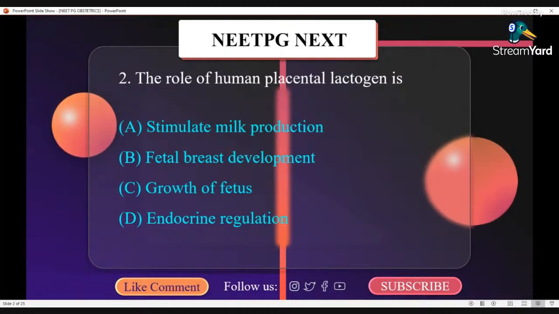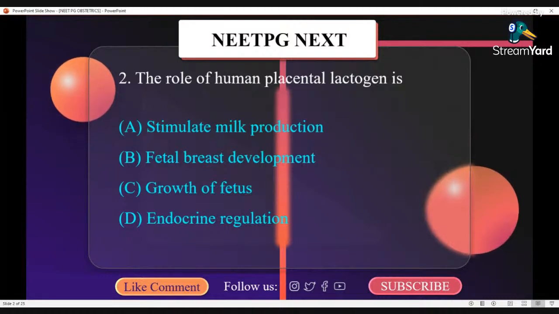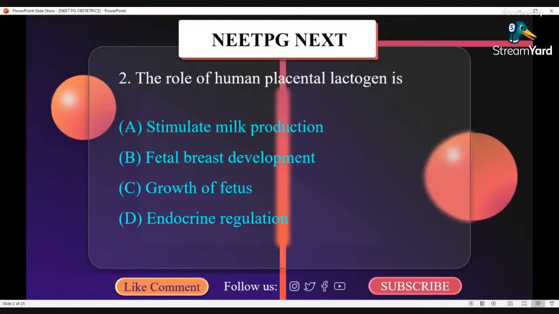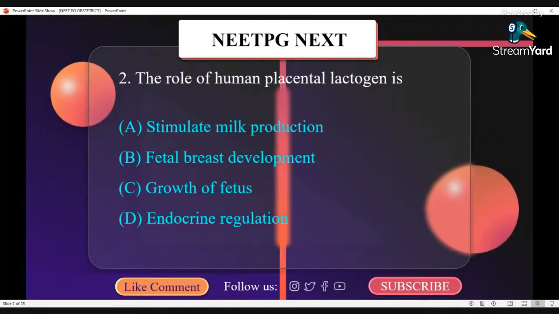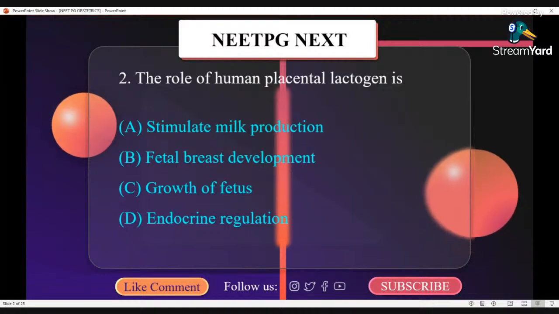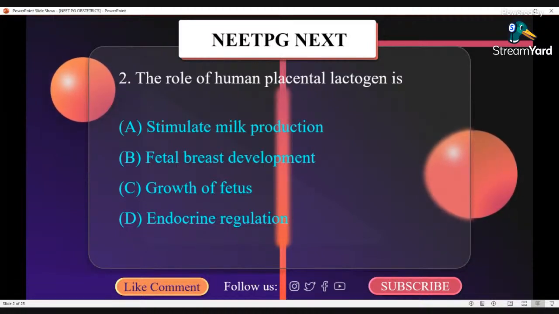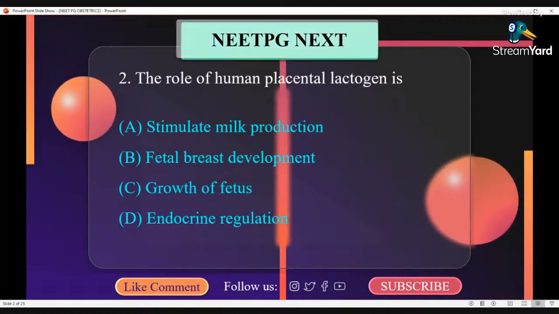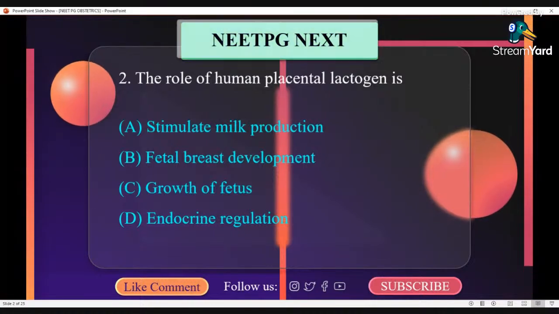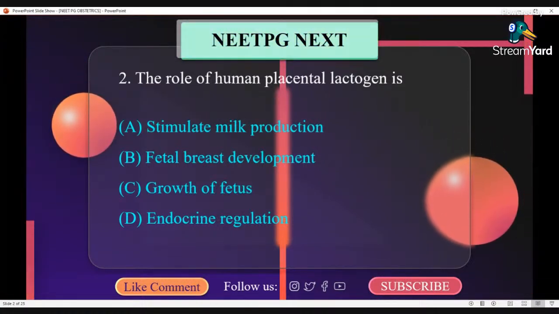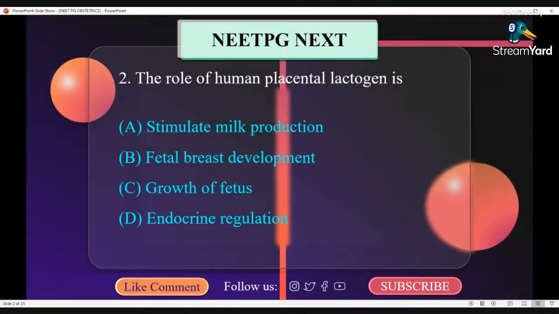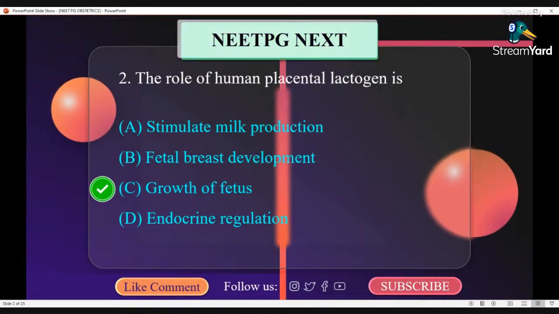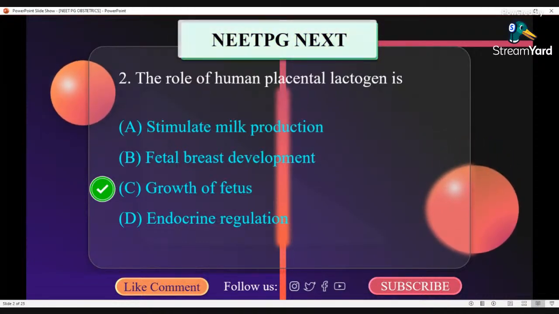HPL creates new blood vessels. Fetal vasculature is improved. It is angiogenic. HPL causes the growth of breast for lactation in the mother. So the correct option here appears to be growth of fetus. Let us look what the correct option is. The correct option here is growth of fetus. So the role of human placental lactogen is growth of fetus.